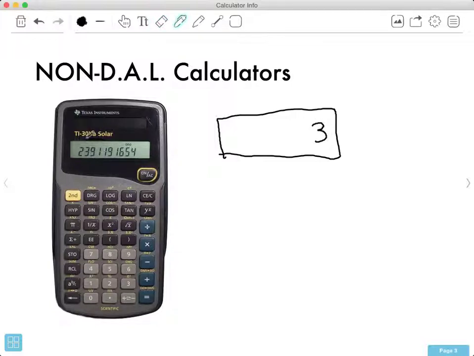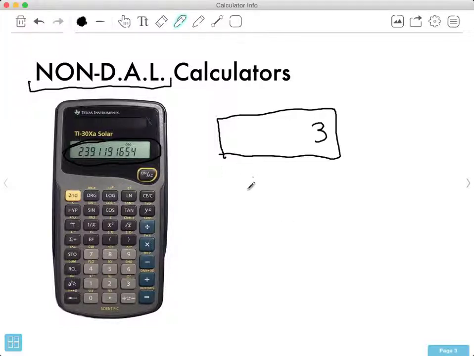You can see on this little demonstration calculator I've got on the side here, it's displaying only an answer. You can't see what was typed in to arrive at that answer. Older calculators tend to be non-DAL calculators. If it's been quite a few years since you've done math and you still have your old calculator, chances are it's going to be a non-DAL calculator. There's nothing wrong with that. They just work a little bit differently than DAL calculators.